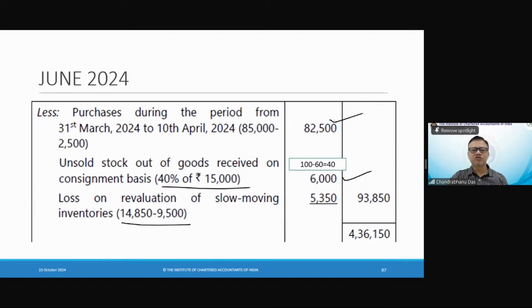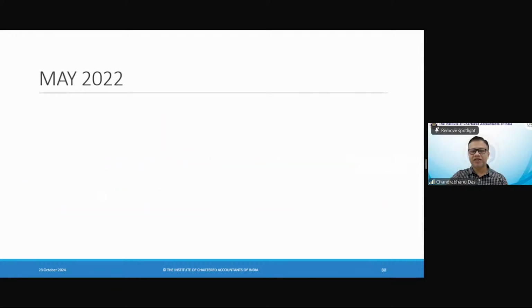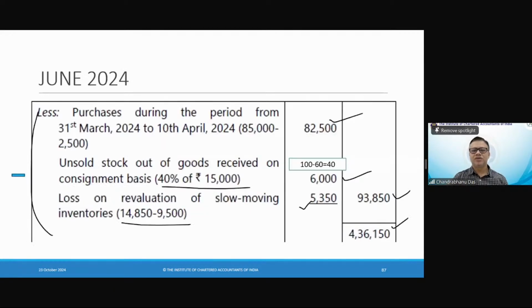Loss and revaluation of slow-moving inventories, 14,8550 is there, 9,500 is that valuation, and you get 5,350. When you add all of this, 93,850. When you deduct from here, you get 436,150. So this is your total. You have subtracted it to get this value. So this is the very recent question of June 2024. Now, if you have any doubt, you ask me.